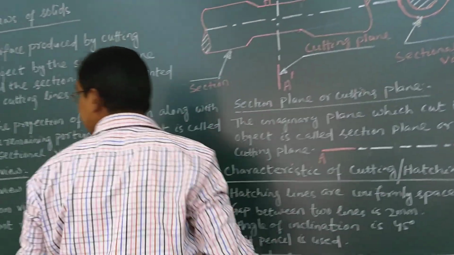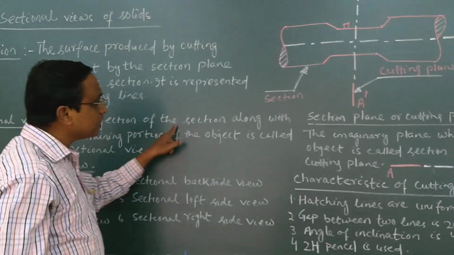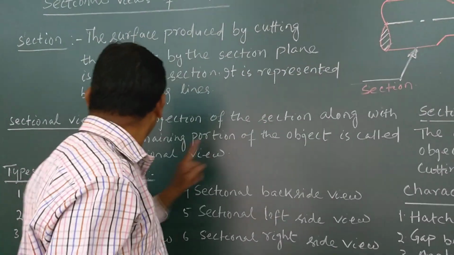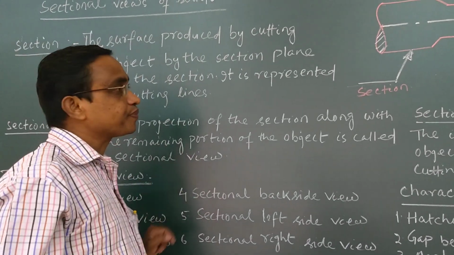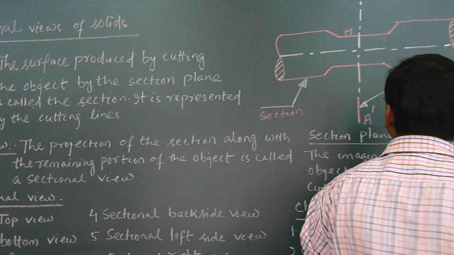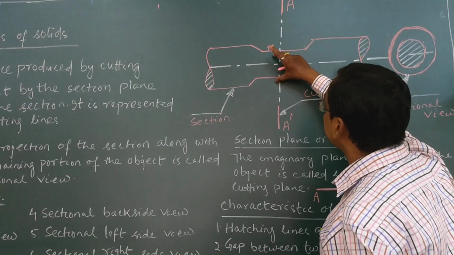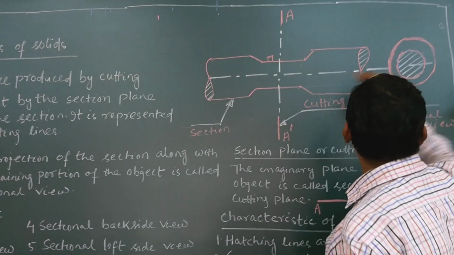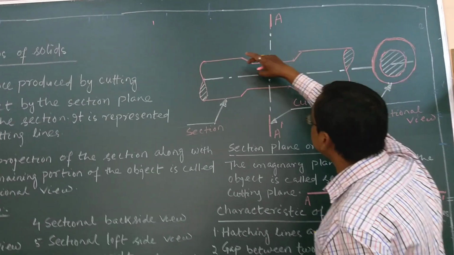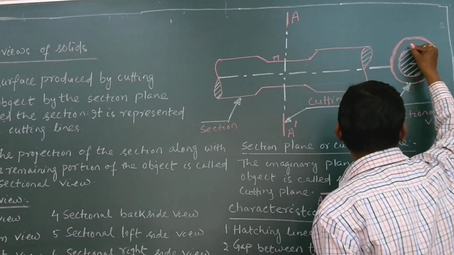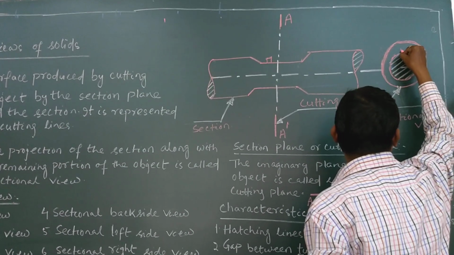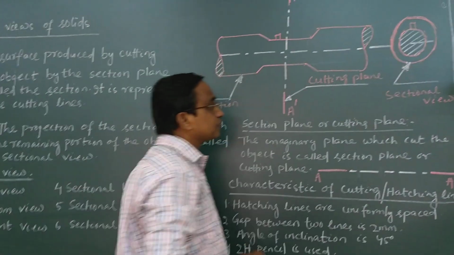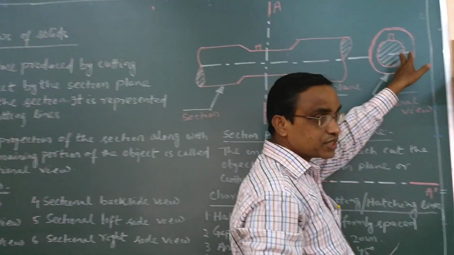Sectional view means, just to mark, the projection of the section along with the remaining portion of the object is called a sectional view. Means when I remove this one, actually in this portion I mark the cutting mark, and when I project my section, I mark this cutting mark plus this extra part also. Then only I identify my object. Okay, this is the sectional view, and this cutting portion is called the section.